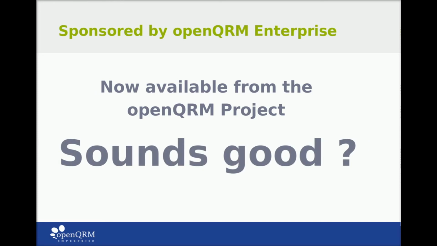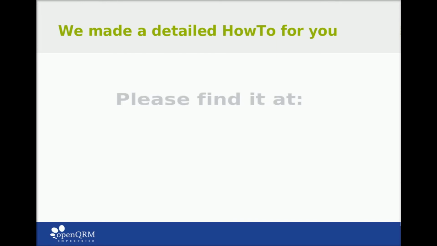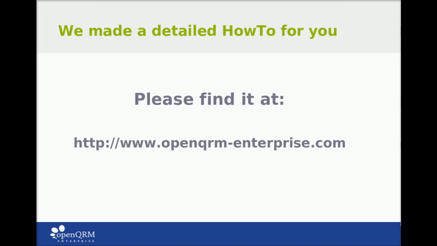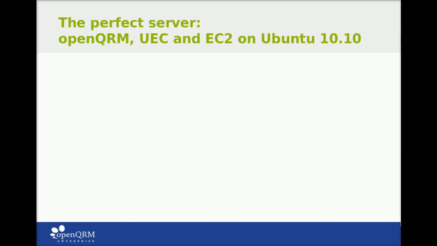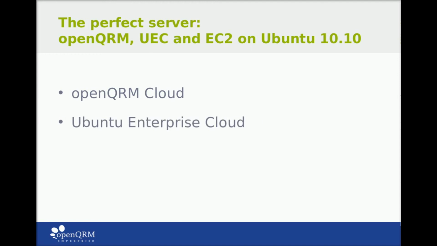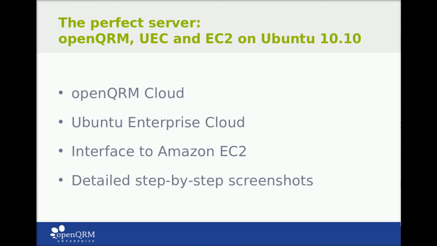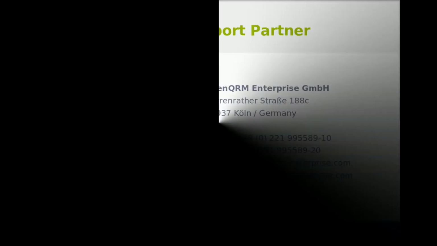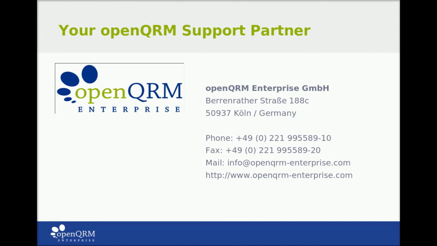Sounds good to you? Then we would like to invite you to further test yourself how easy it is to get hybrid with openQRM. We have made an in-depth how-to about the perfect server, openQRM, UEC and EC2 on Ubuntu 10.10. This how-to is available at openqrm-enterprise.com. It explains step by step, assisted by many screenshots, how to set up an Ubuntu Enterprise Cloud deployed and managed by openQRM. Further, it shows how to import and export AMIs and how to run them in any of the supported cloud types.